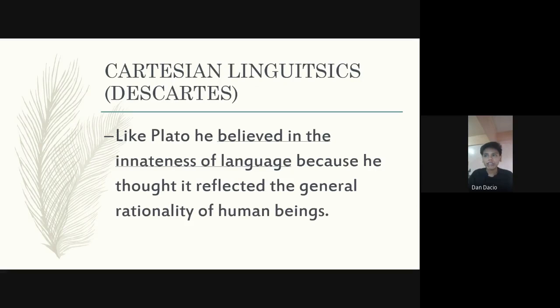So next is Cartesian linguistics by Descartes. So like Plato, he believed in the innateness of language because he thought it reflected the general rationality of human beings. So tulad ng nauna kanina, si Descartes and Plato, naniniwala sila na yung isang bata is pinanganak na merong kakayahan or inborn or innate knowledge sa kung saan ikaw na lang as a parent or as a mentor, ikaw na ang bahalang magpuno ng mga kaalaman doon sa bata tungkol sa lingwaheng dapat na matutunan.